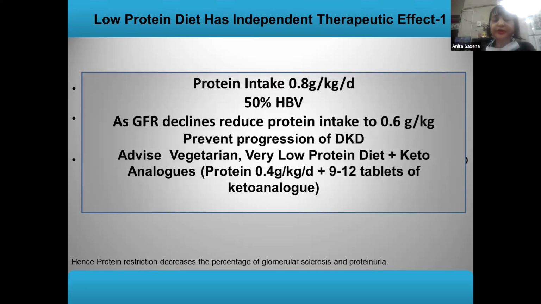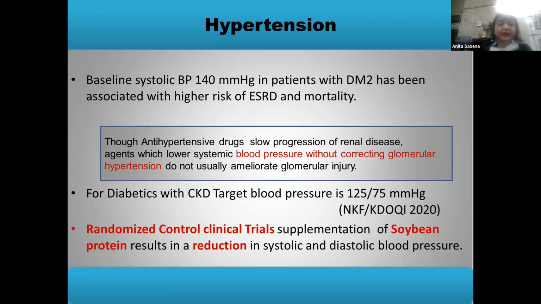So protein intake in these patients should be 0.8 grams per kg body weight per day, and at least 50% of this protein should be of high biological value. As GFR declines, reduce protein intake to 0.6 grams per kg to prevent progression of diabetic kidney disease. Advise vegetarian, low protein diet along with keto analogs. That will be very, very helpful, but you will have to give keto analogs in a high dose. Now, moving on to hypertension in these patients, we know that baseline systolic blood pressure of 140 millimeters of mercury in patients with diabetes has been associated with higher risk of ESRD and mortality.